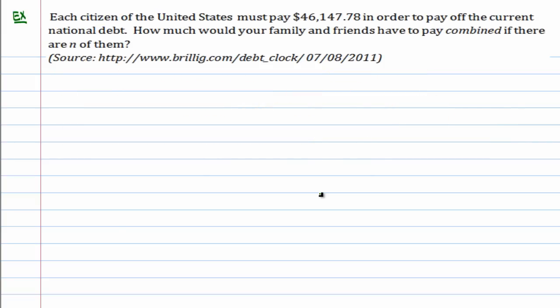So let's go ahead and take some examples here. In this example, which I had typed up previously and have in my lecture notes, it's just much easier to copy and paste it. Each citizen of the United States must pay $46,147.78 in order to pay off the current national debt. That's actually, there's a little fib in here. It's each citizen, including children and people who don't work. So it includes everybody in the U.S. But whatever. How much would your family and friends have to pay combined if there are n of your friends?